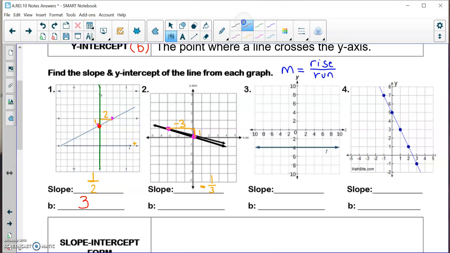And then now we're going to find the y-intercept, which is where it crosses the y-axis. The y-axis is what I'm highlighting in green right now. And the line crosses the y-axis here, which is a b value of 0. The point is 0, 0, but we're going to just write 0. All right, so slope for my next one.